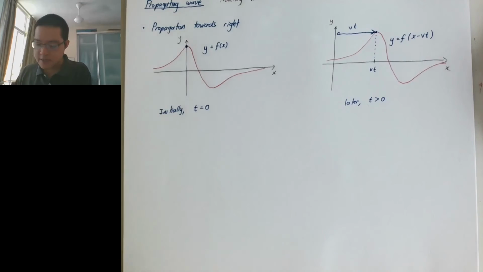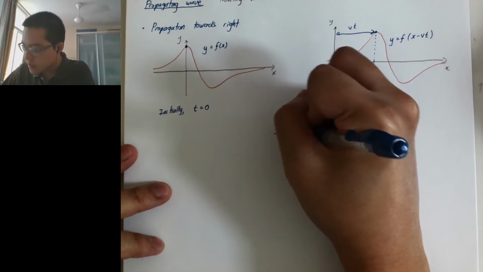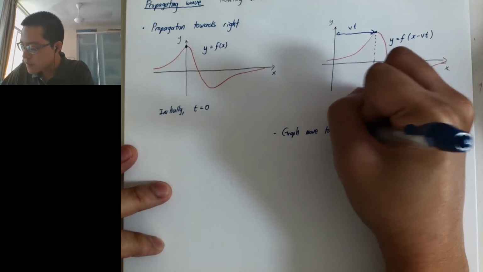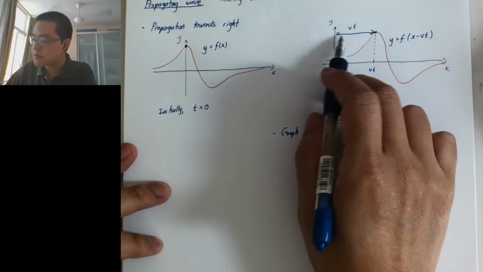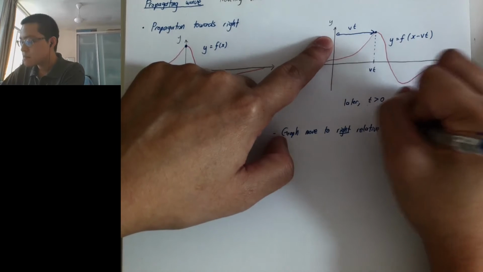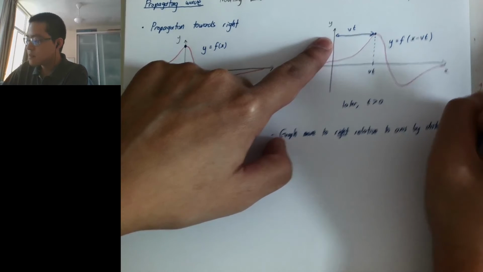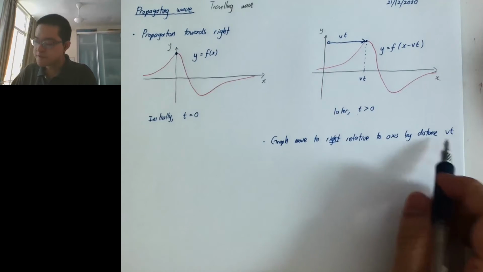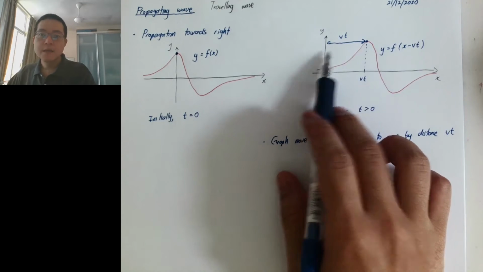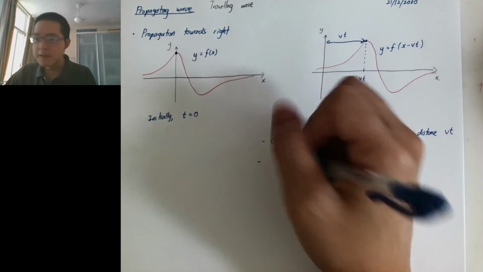So what is happening here is that the graph has moved to the right, and I'm talking about to the right relative to the axis, so relative to the y-axis, by distance vt. Okay, so assuming v is positive, it's moving to the right relative to the axis. But if you are the wave itself, that means the axis has moved to the left from the graph, right? So this is something like relative motion.